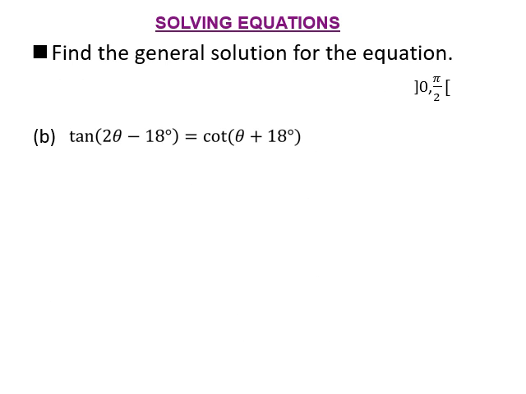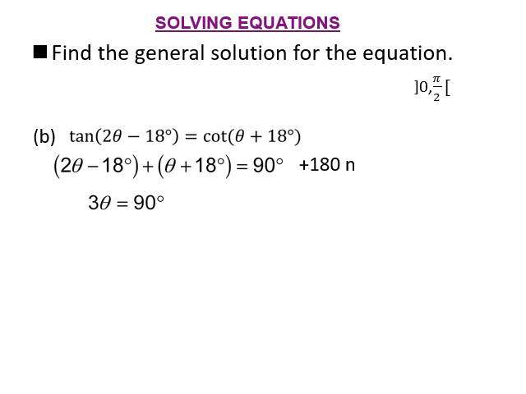Solve or find the general solution of tan 2 theta minus 18 equals cotan theta plus 18, where theta belongs to the open interval from 0 to 90. First, if tan equals cotan, that means the sum of the two angles equals 90, and if we need the general solution, it will be 90 plus 180n. That makes 2 theta minus 18 plus theta plus 18 equals 90 plus 180n. 2 theta plus theta equals 3 theta. Negative 18 plus 18 equals 0. 3 theta equals 90 plus 180n. Dividing by 3, theta will be 30 plus 60n.